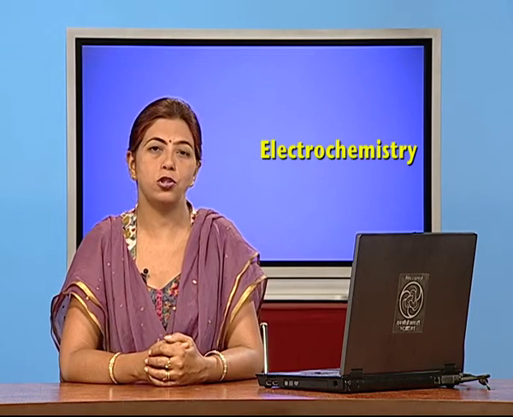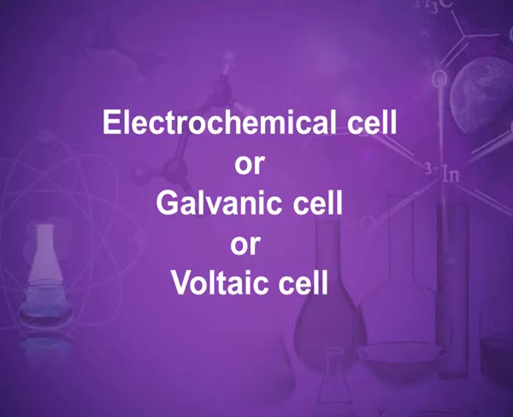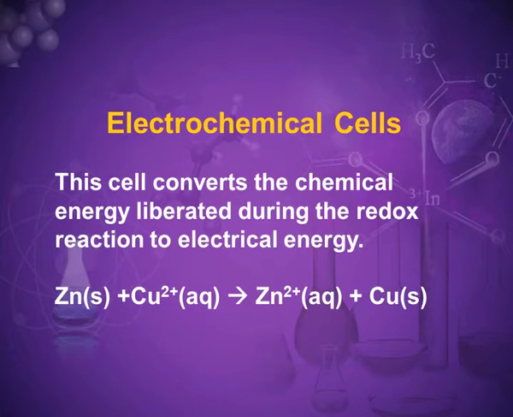As I have earlier told you, redox reaction is the basis of an electrochemical cell, or you can say a galvanic cell or a voltaic cell. Electrochemical cells, let's know what that is. This cell converts the chemical energy liberated during the redox reaction to electrical energy. Again, there is an example of the zinc copper cell. The chemical energy which is produced during this reaction is converted into electrical energy. That is the function of an electrochemical cell.